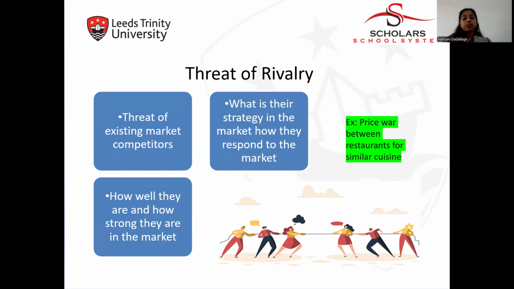So think of restaurant industry. If you are opening a business in the restaurant industry, think of already existing restaurants. The competition or the threat from them is known as threat of rivalry. So you have to analyze how well they are and how strong they are in the market. And also it is important to identify their strategy in the market and how they respond to the market.